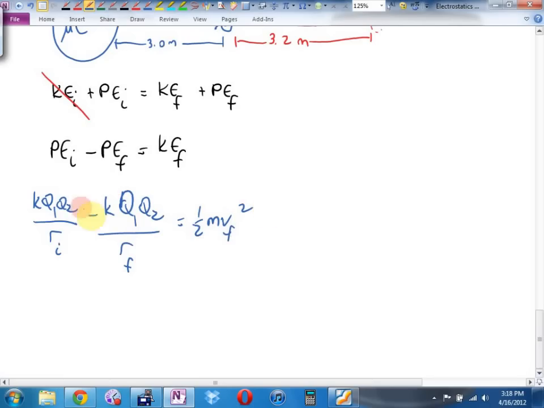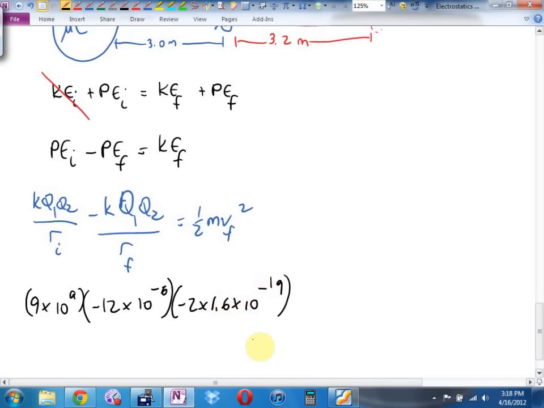Let's crunch this and then we'll divide by a half m at the very, very end. K, 9 times 10 to the 9th. Charge 1, negative 12 times 10 to the negative 6. Include the negative because energy is a scalar. We put the negative sign in. Charge 2, negative 2 electrons. So negative 2 times 1.6 times 10 to the negative 19, all over 3. That's my initial radius.